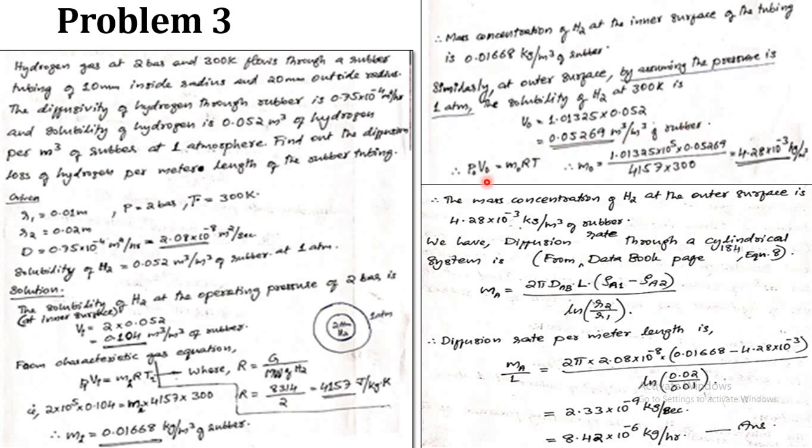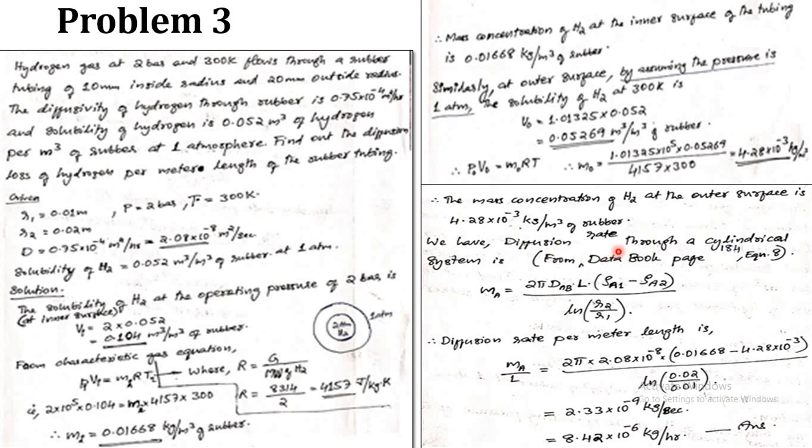We need to find the concentration of hydrogen at the outer surface of the rubber tubing by applying the characteristic gas equation, M2 equals P2 V2 over R T2. That is equal to 4.28 into 10 raised to minus 3 kilogram per meter cube of rubber. Therefore, the mass concentration of hydrogen at the outer surface is 4.28 into 10 raised to minus 3 kilogram per meter cube of rubber.